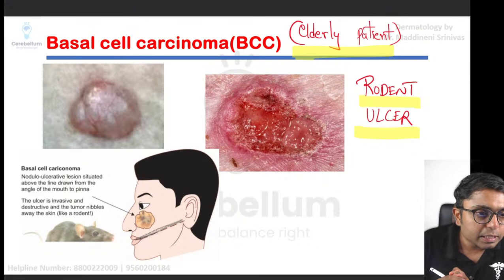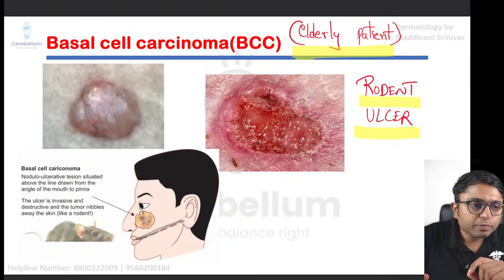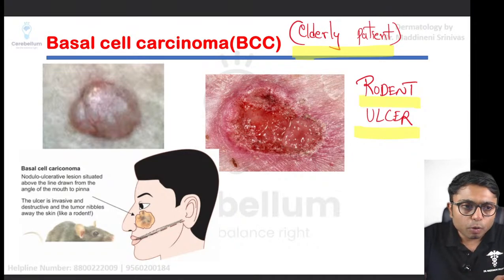Options were FISH technique and flow cytometry. So Dr. Rajneesh, thank you so much for the addition of this point.